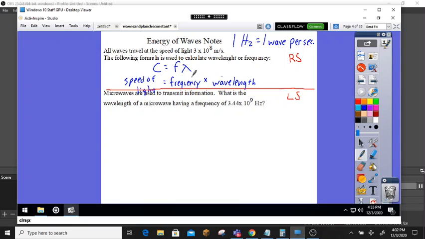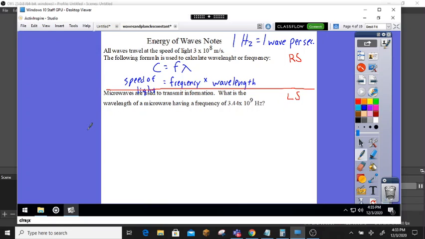So c is always going to be the speed of light, 3 times 10 to the 8. The frequency, they're going to give it to you in hertz, Hz. And the wavelength, it'll say this is the wavelength, and it'll usually be in meters or so on. So, microwaves are used to transmit information. What is the wavelength of a microwave having a frequency of 3.44 times 10 to the 9?